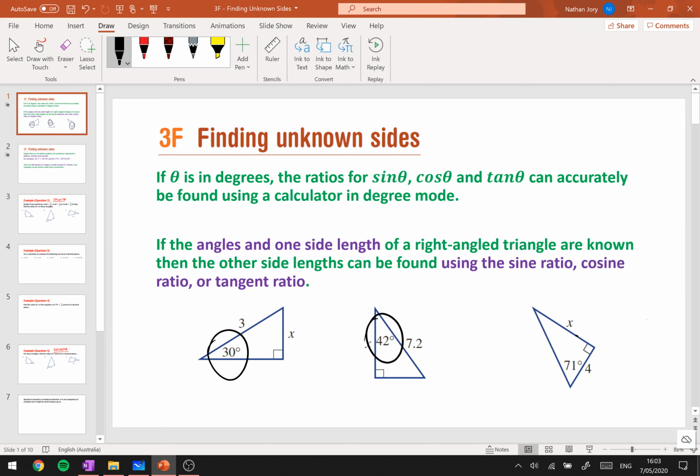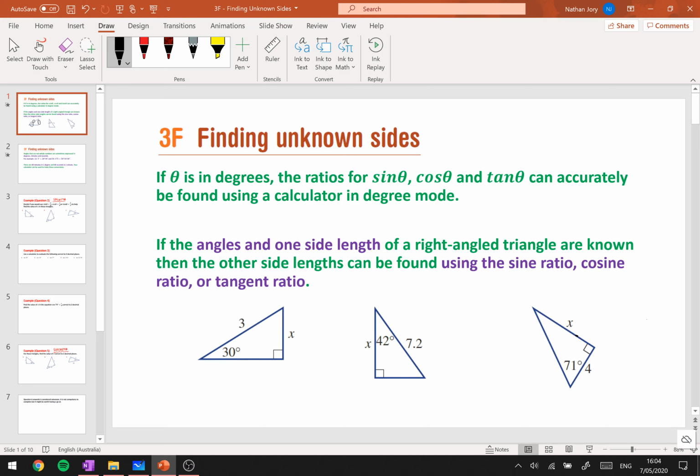So, if we've got one of those, what we can do is we can actually find what one of the missing sides are. So for example, I can find what this length is, only knowing this and this.